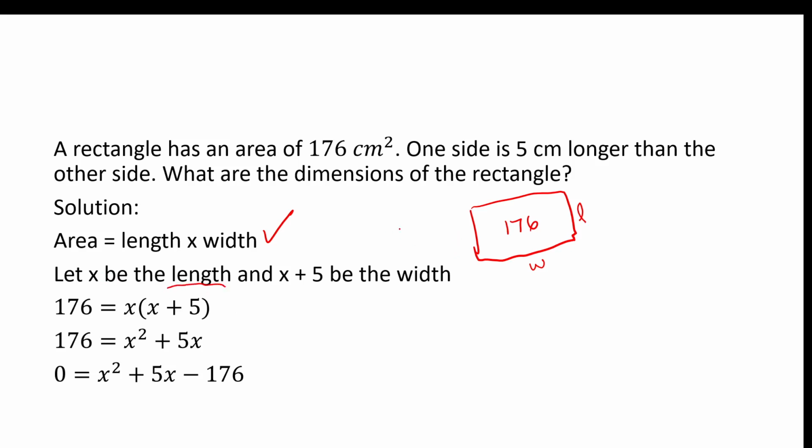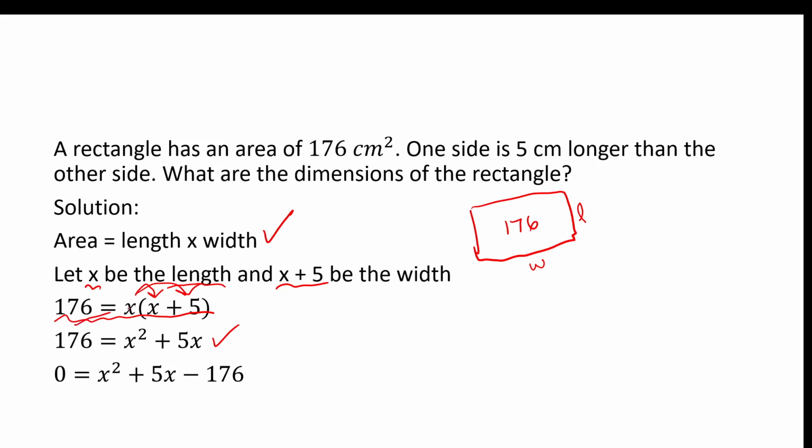If x is the length, and one of the sides is 5 centimeters longer, then x plus 5 will be the width, because x plus 5 is 5 longer than x. So instead of saying 176 equals x times x plus 5, because that is the length times the width, we can distribute that x in and say 176 is equal to x squared plus 5x.